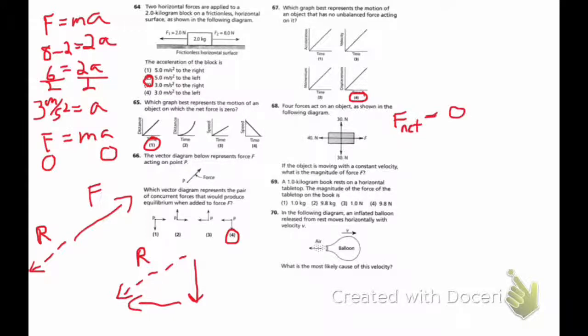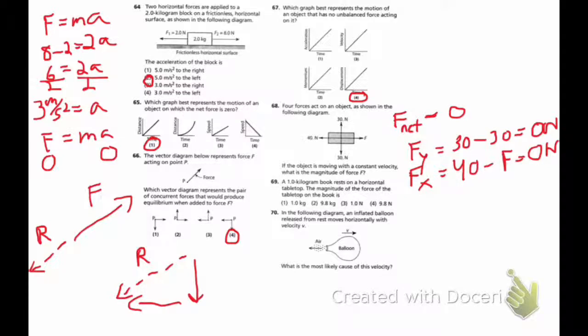must equal 0. In this example, we see 2 forces in the y direction and 2 forces in the x direction. So when we look at the force in the y direction, we see a 30 Newton force up minus a 30 Newton force down, which equals 0 newtons. When we look at the force in the x direction, we see a 40 Newton force to the left minus F. Therefore, we know in order to produce a 0 Newton net, F must equal 40 newtons in the right direction.